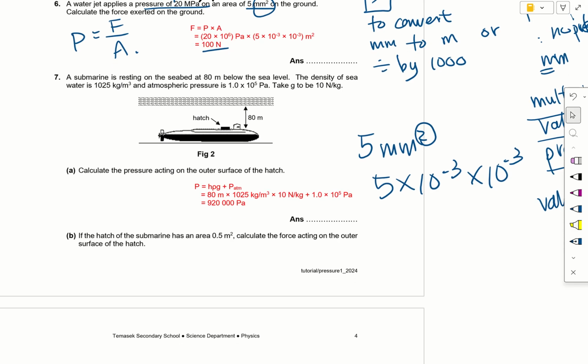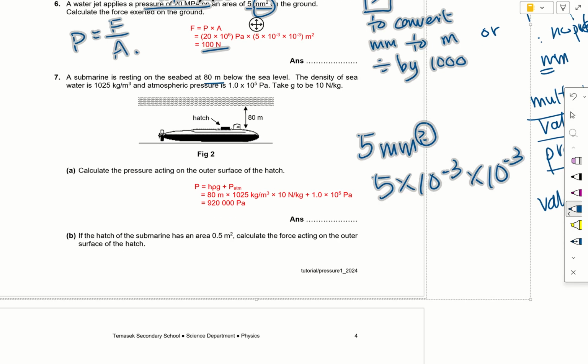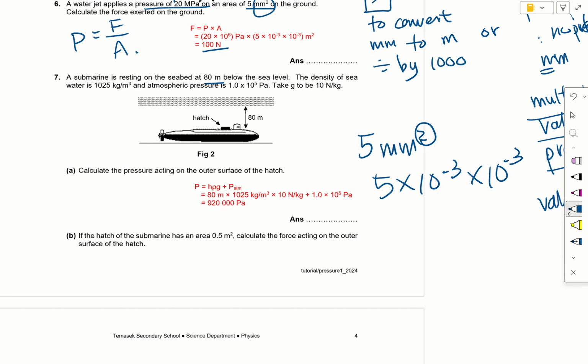Question 7, a submarine is resting on a seabed at 80 meters below the sea level. Density of seawater is 1025 kg per meter cube, and atmospheric pressure is 1 times 10 to the power of 5 Pascal. Take G to be 10 Newton per kg. They want us to calculate the pressure acting on the outer surface.